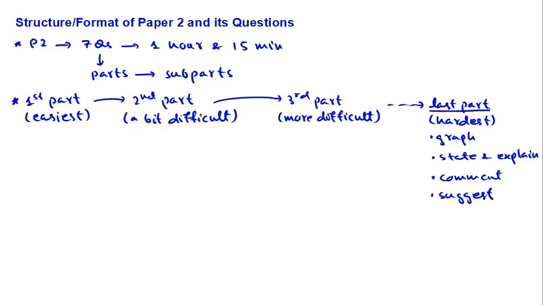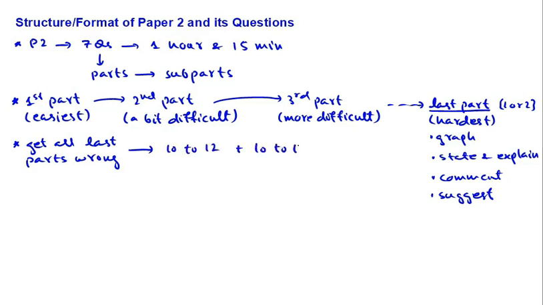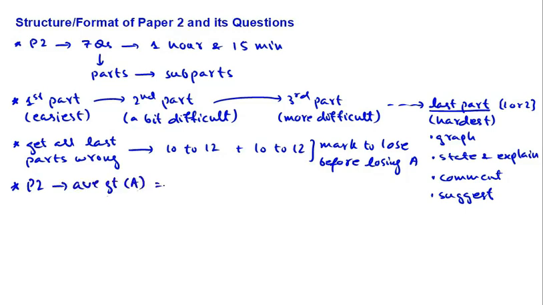But a good thing about the last part of any paper 2 question is that it's usually for 1 or 2 marks only. So even if you get all last parts wrong, you will only lose 10 to 12 marks, which means that you will still have 10 to 12 more marks to lose before you lose your chance of getting an A in paper 2. Remember, I told you in the introduction that in paper 2, the average grade threshold for an A grade is about 38, which means that you can lose, out of total 60 marks in paper 2, about 22 marks and still expect to get an A in it.